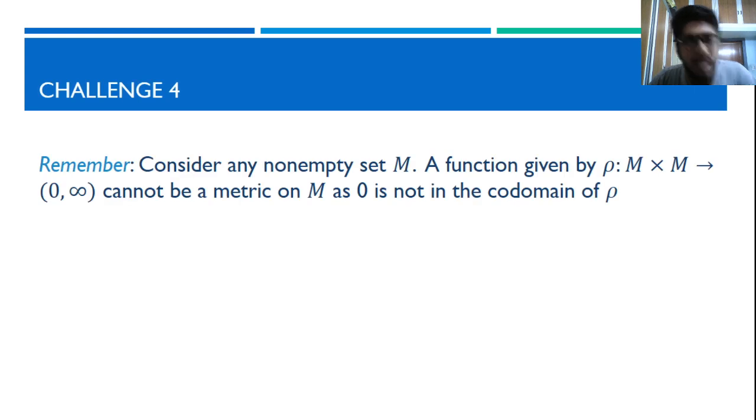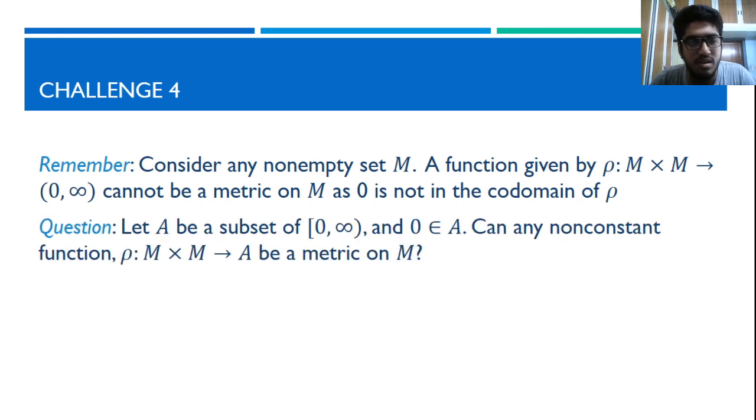Fourth challenge: consider any non-empty set M. We already stated that the range has to contain 0. That's one observation we made in the previous class. Let A be a subset of the closed interval [0, infinity), and 0 belongs to A. That's for sure. Can any non-constant function rho from M cross M to A be a metric on M? Can any non-constant function be a metric on M?